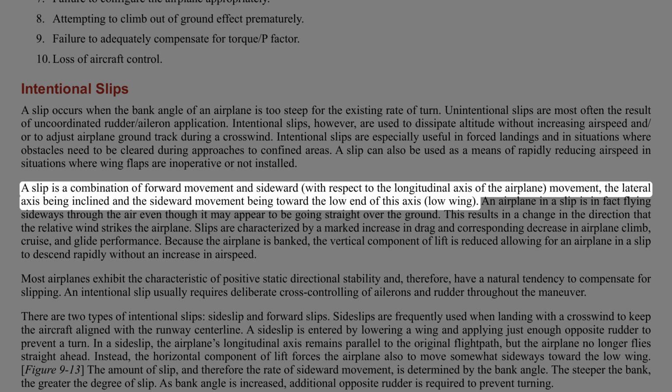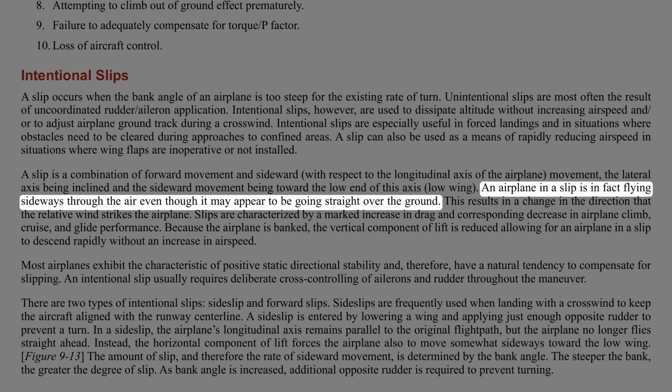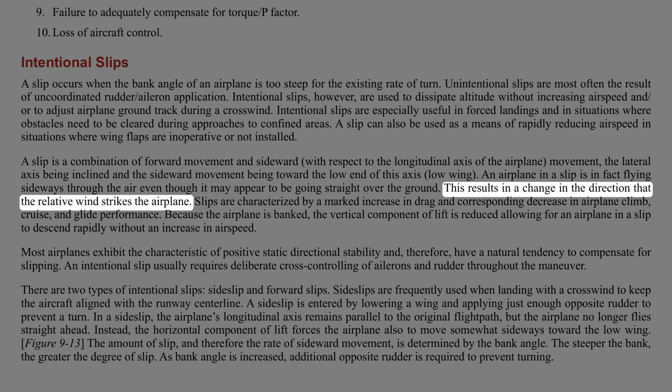A slip is a combination of forward movement and sideward movement, with respect to the longitudinal axis of the airplane, the lateral axis being inclined and the sideward movement being toward the low end of this axis, the low wing. An airplane in a slip is in fact flying sideways through the air even though it may appear to be going straight over the ground. This results in a change in the direction that the relative wind strikes the airplane.